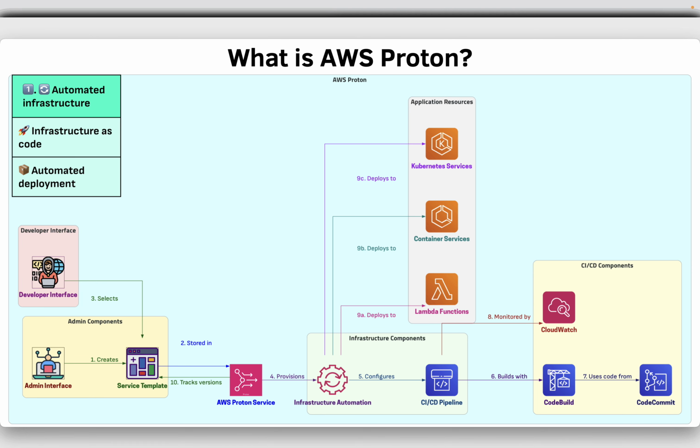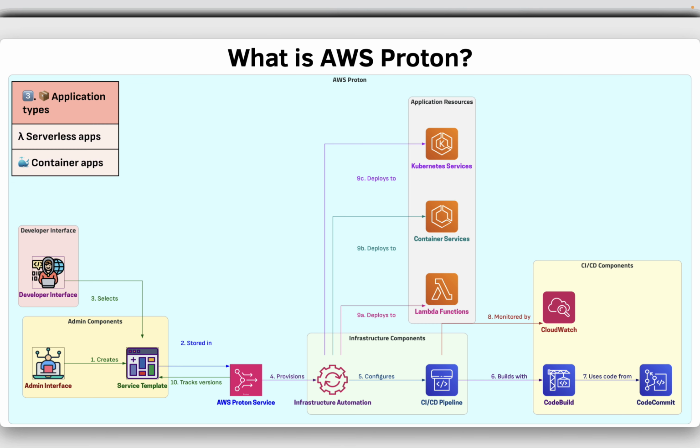So what is AWS Proton? AWS Proton is an automated infrastructure as code platform. AWS Proton automates the provisioning and deployment of infrastructure as code, streamlining the application deployment process. It's a dual user framework, so it is meant for both admins and developers. So it functions as a two-pronged automation framework serving both administrators who create templates and developers who use these particular templates.